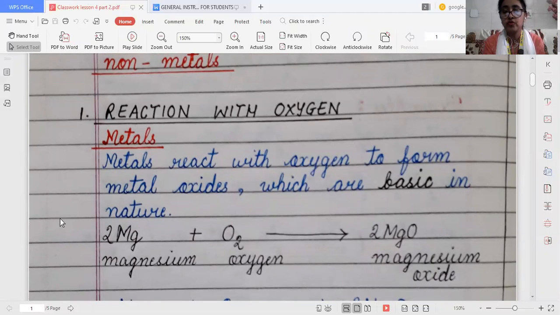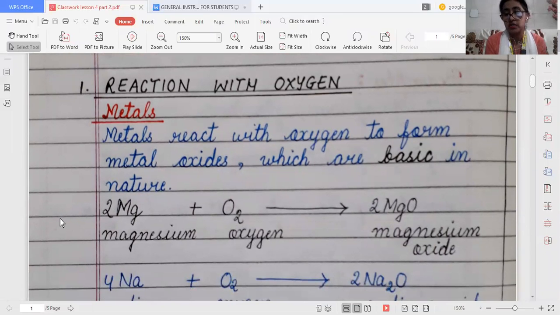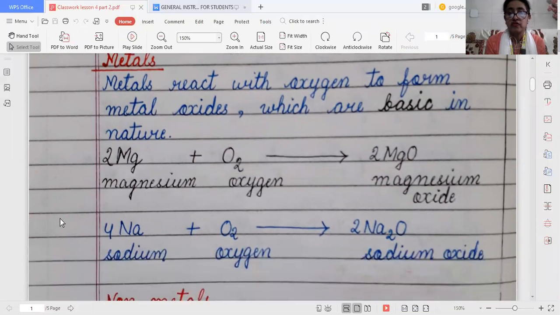Now, how will we come to know that they are basic in nature? When magnesium reacts with oxygen, it forms magnesium oxide. Sodium reacts with oxygen to form sodium oxide. When we dissolve these oxides in water and test with litmus paper, we can come to know the nature of the oxide. As I said, they are basic in nature, meaning they turn red litmus blue.